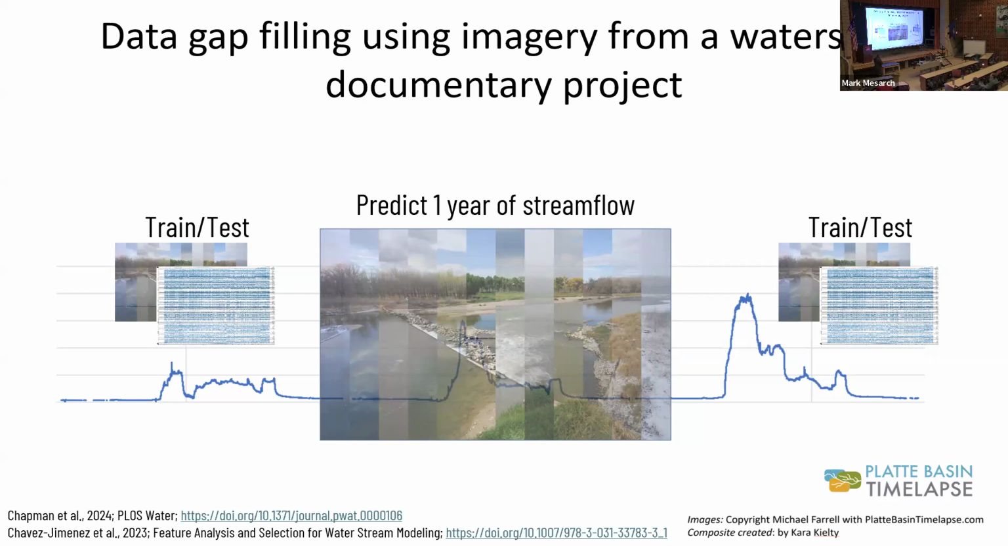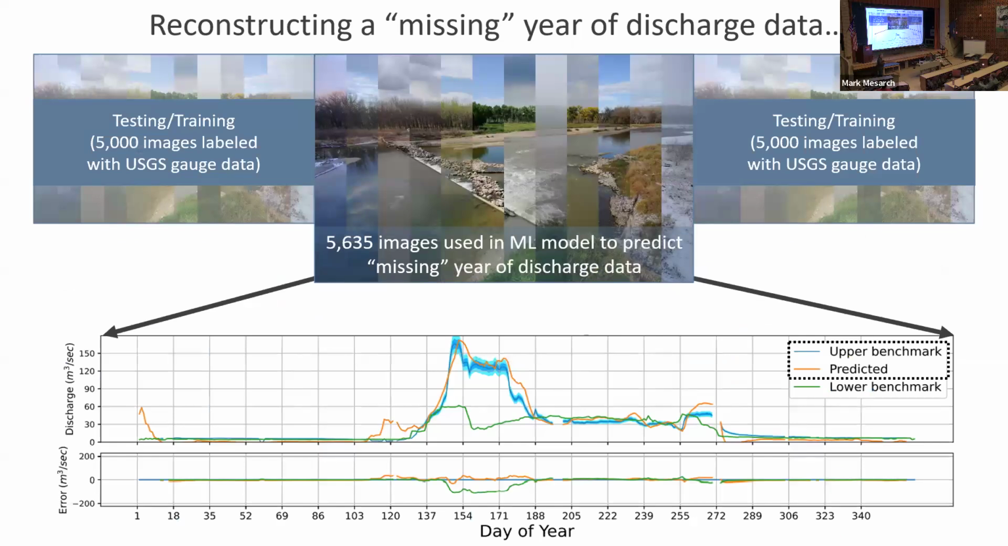And so we used imagery along with the actual USGS data before and after a 1-year period where we simulated like we had lost that gauge for a year. And the question was, could we train and test a model in order to use then imagery for that intermediate year in order to predict the actual stream flow? And so we built that model. It's a machine learning model.